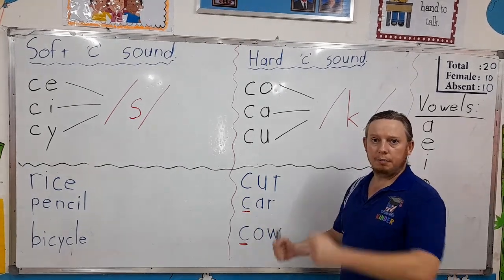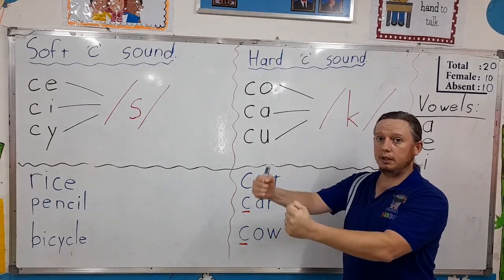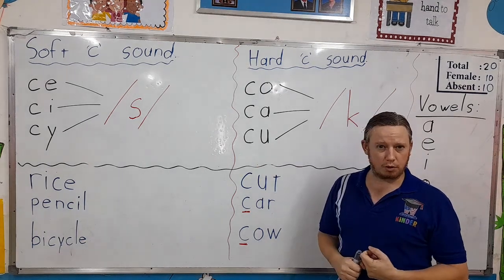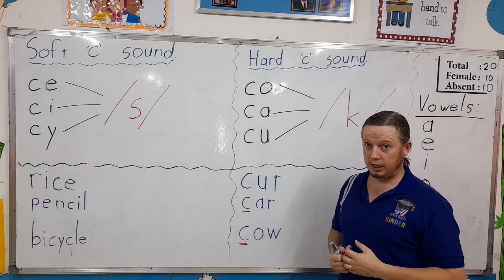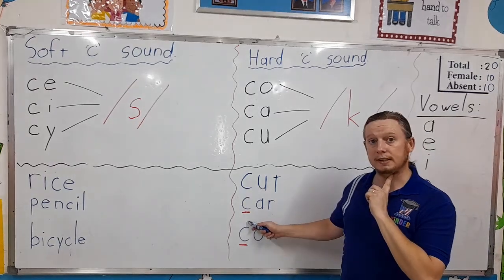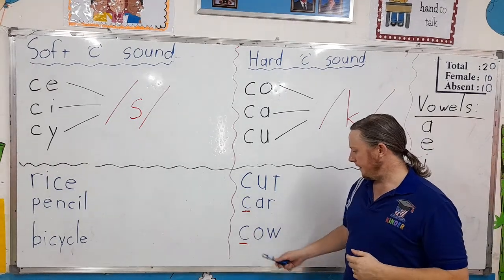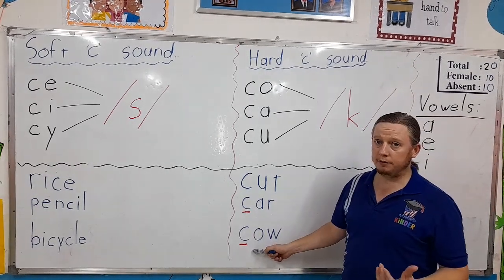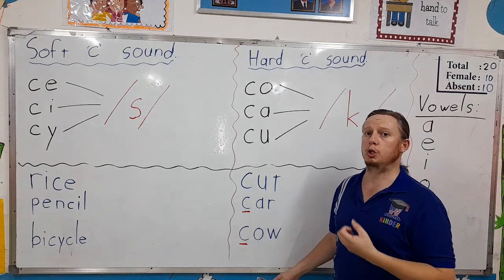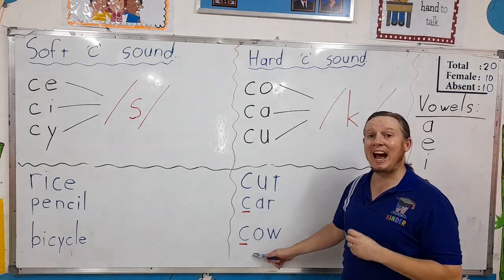Car. Mommy and Daddy, I hope, know how to drive a car. Remember the story we read? Dad's powerful car? It's a cut sound. Car. And the last one, this is where we get our milk from. He goes moo. You know it. Cow.